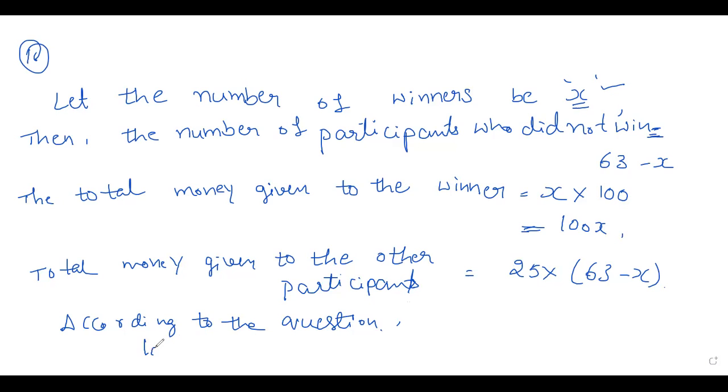How will you write this? 100x plus, you multiply this, children. So 25 into 63, I will write directly 1575, minus 25 into x is 25x. That is equal to 1575 minus 25x. The total amount is 3000. Now we have to find out how much amount went to the winners and how much amount went to the other participants.